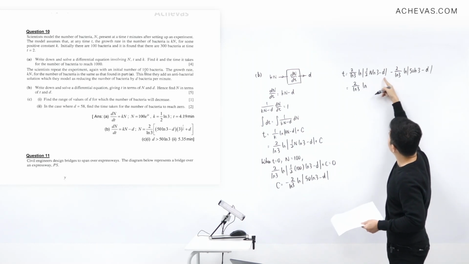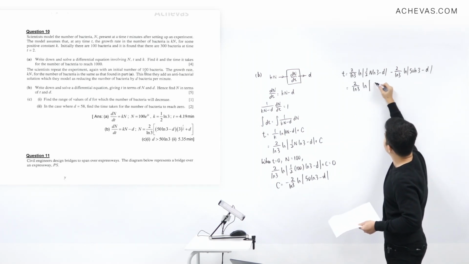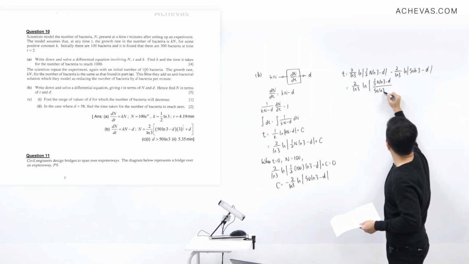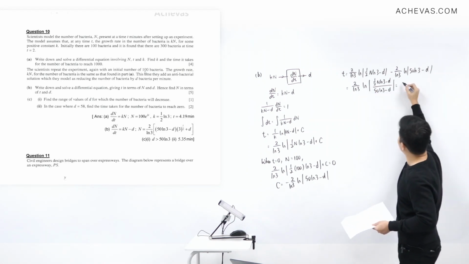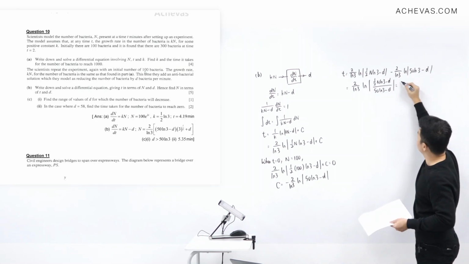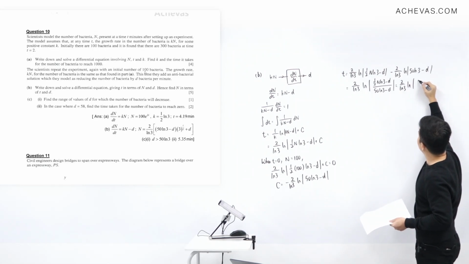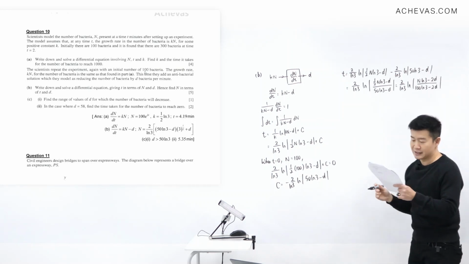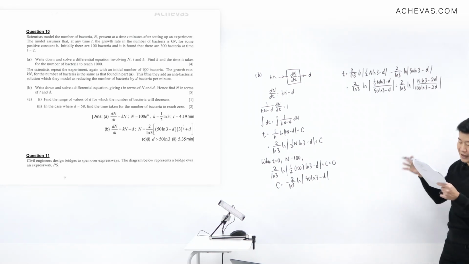We will have a ln of this minus a ln of this, which can become a ln of half n ln 3 minus d over 50 ln 3 minus d. I can leave it as this, or I can just multiply the numerator and the denominator within this modulus by 2. It sort of looks nicer, I guess. So this will be n ln 3 minus 2d over 100 ln 3 minus 2d. So this is t in terms of n and d.